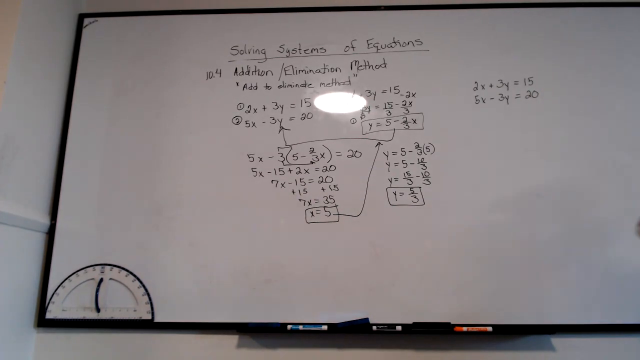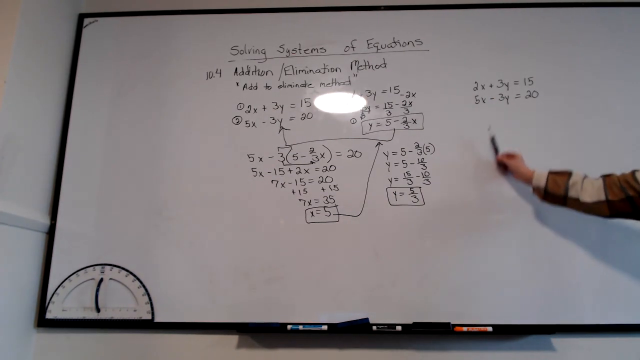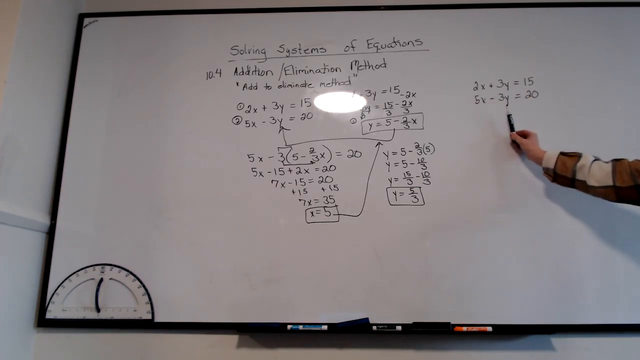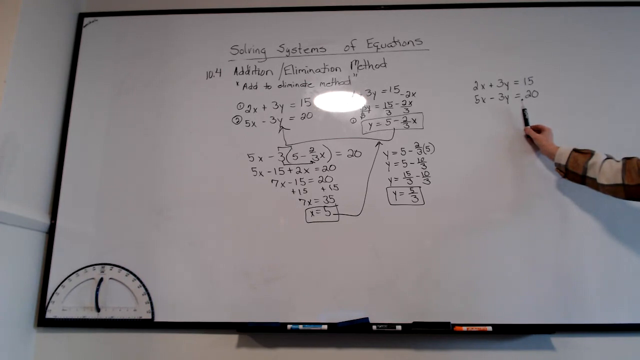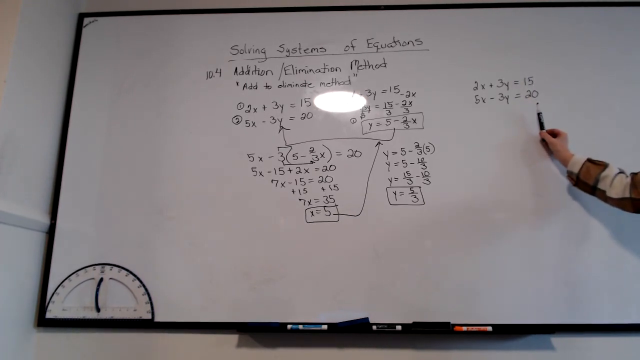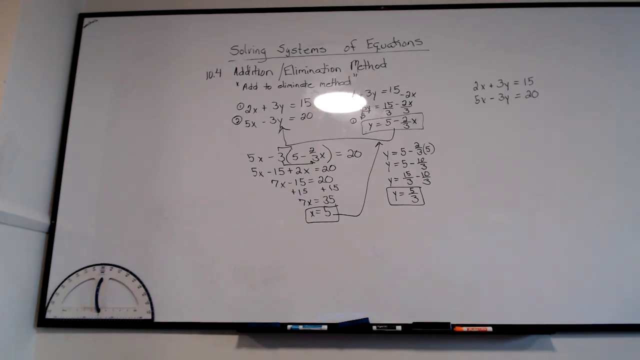So we want to line them up. We want to make sure the x's are lined up, the y's are lined up, the equal signs are lined up, and the numbers are lined up. So you need to write both of them in standard form to do this.